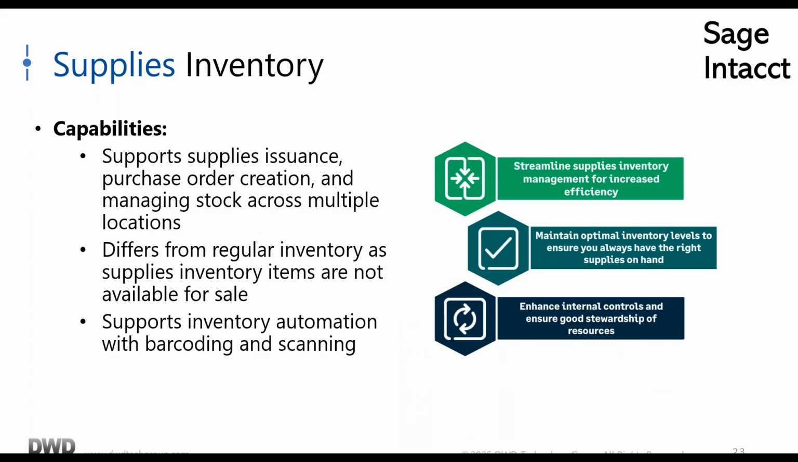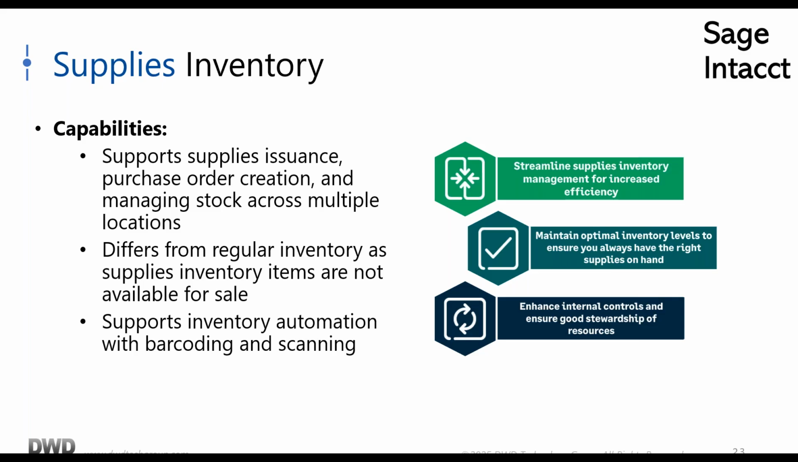Now, as far as capabilities, we'll see a little bit more of this once we get into the demo. But really from a broad stance, what this does is it supports supplies issuance, purchase order creation, and managing stock between locations, so it allows you to do transfers or requests from multiple locations. And that can all be done from the workbench that we'll see here in a bit. It's slightly different from those of you who are familiar with the standard inventory. It's different from that in that it only supports items that are used internally.